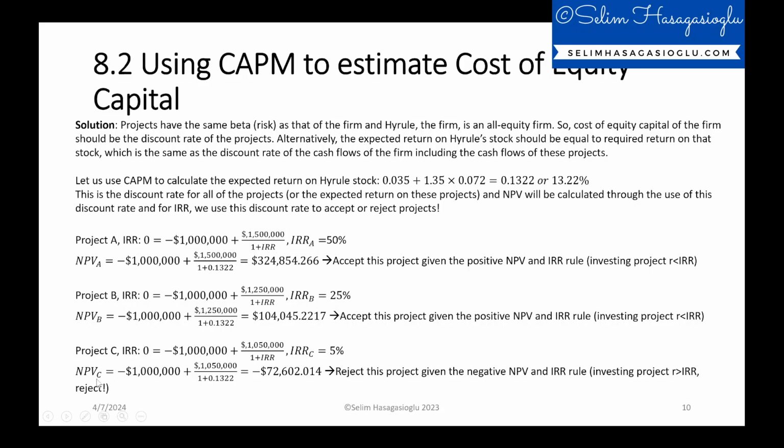And the net present value for project C will be the initial investment cash outflow plus next year's future cash flows discounted for a single year at the cost of equity capital. This is a negative number, so reject this project given the negative net present value and the IRR rule, because again, this is an investing project. Cash outflows will be followed by cash inflows. That's why it's an investing project. And the discount rate of 13.22% is greater than the internal rate of return of 5% for an investing type of project. That's why, based on the IRR rule, we should also reject the project.